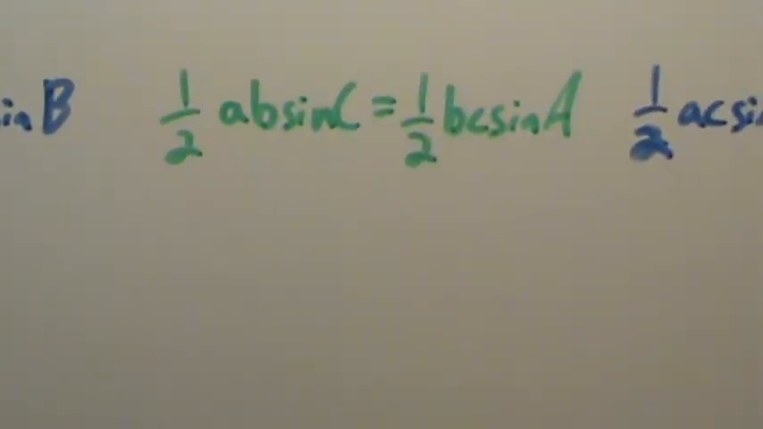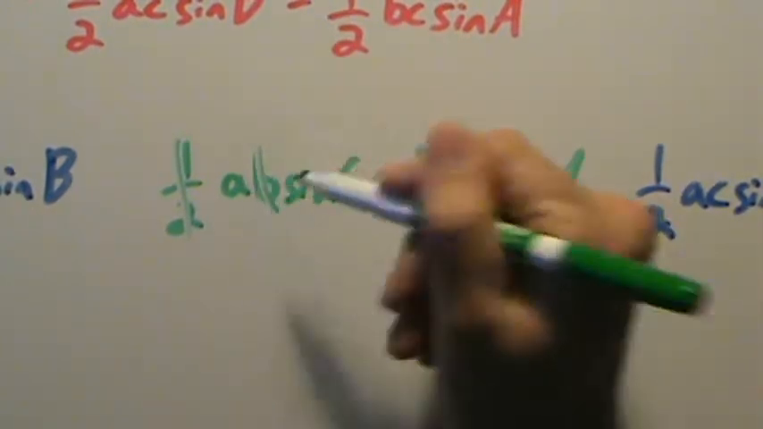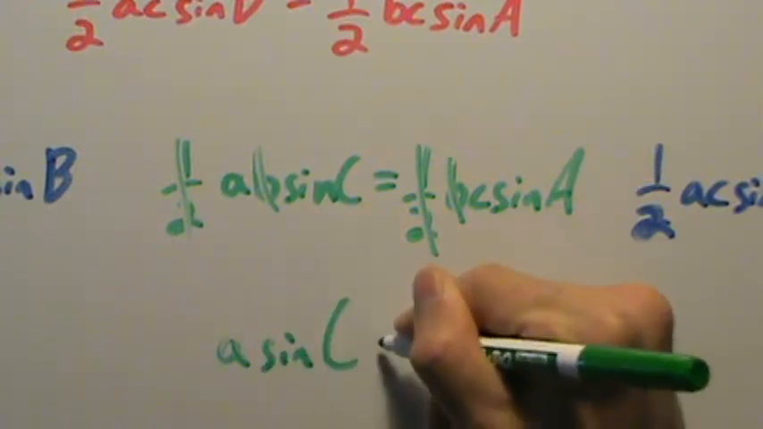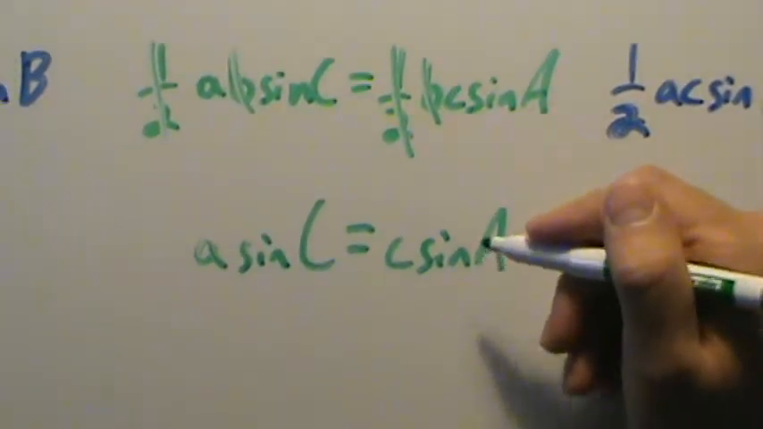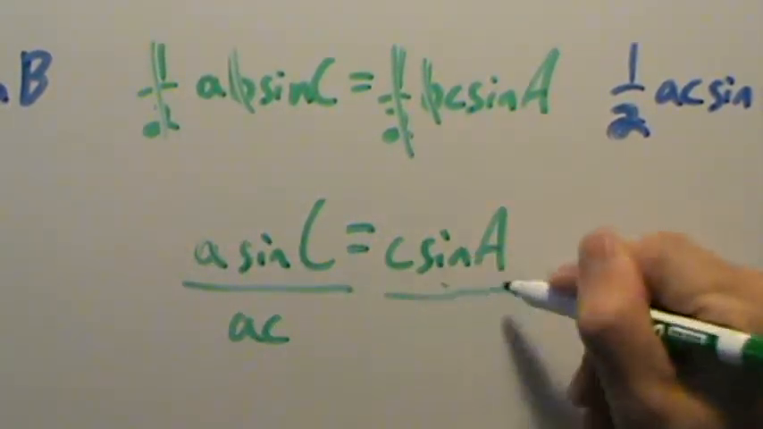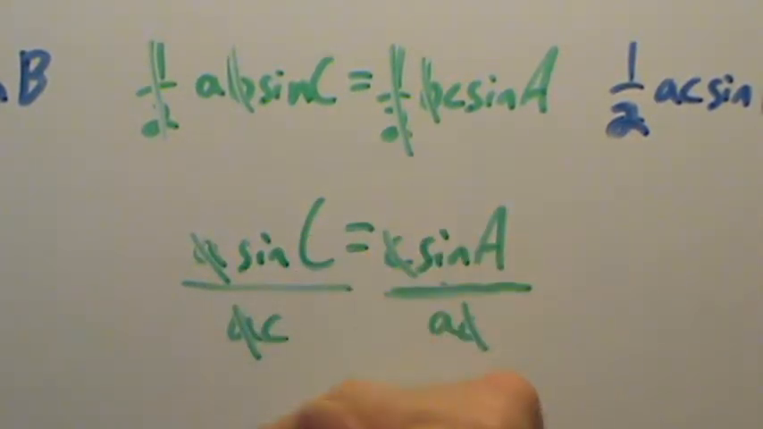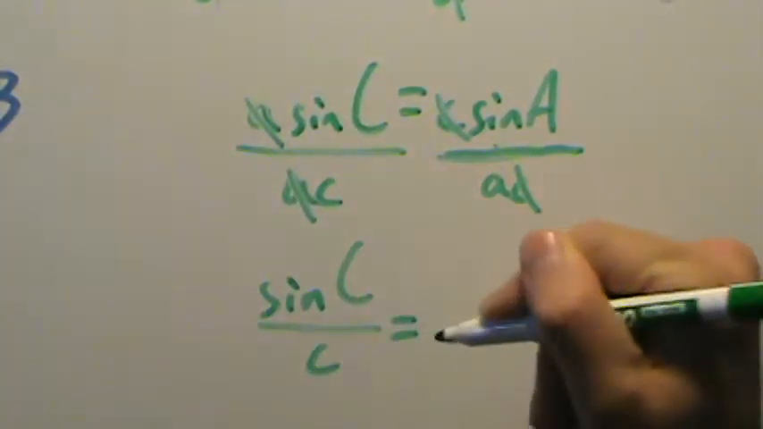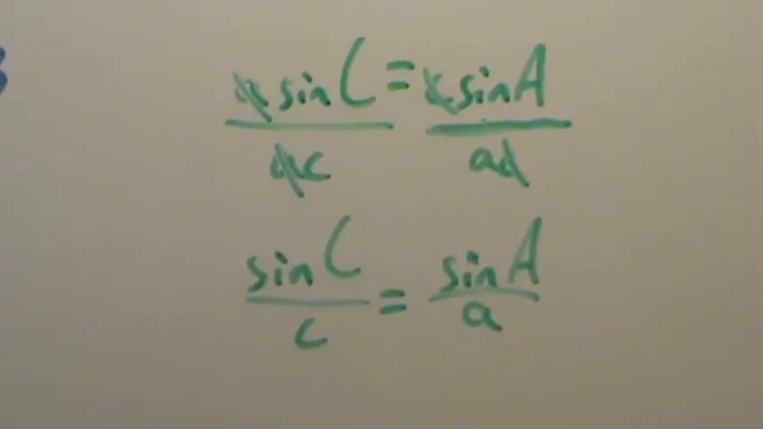Now let's look at this one here. If we multiply both sides by 2, that gets rid of the half, and then divide both sides by b, that gets rid of the b on both sides. What we have left is a sine C equals c sine A. Now we can divide both sides by ac. The c's cancel on one side and the a's cancel on the other, and we have sine of capital C divided by little c equals sine of capital A over little a. That's another part of the law of sines.